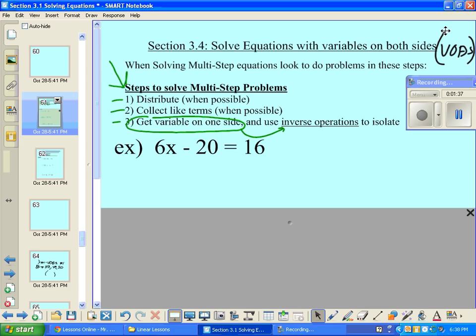So I'm going to talk about those types of problems here, but I'm going to start off with an example like we've seen, just so we understand and can lead into the first example and problem in this section. I'm going to start off with this example here first: 6x minus 20 equals 16.